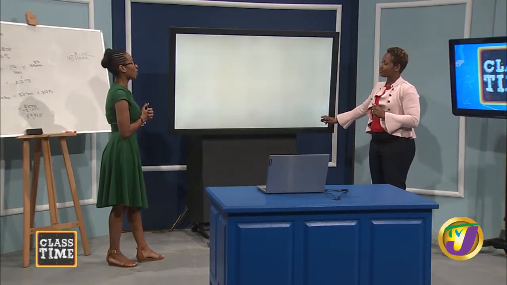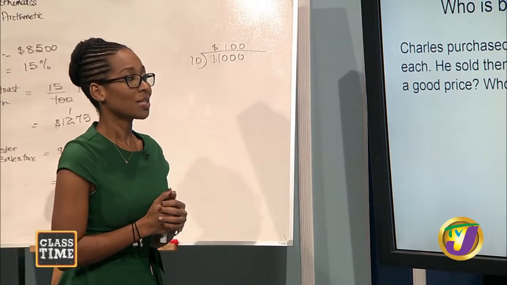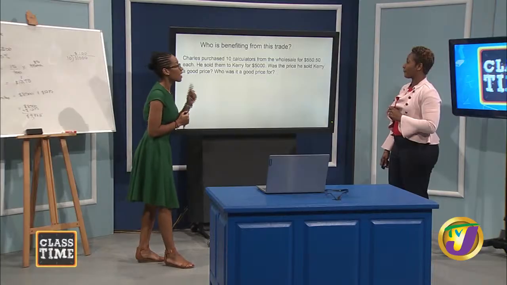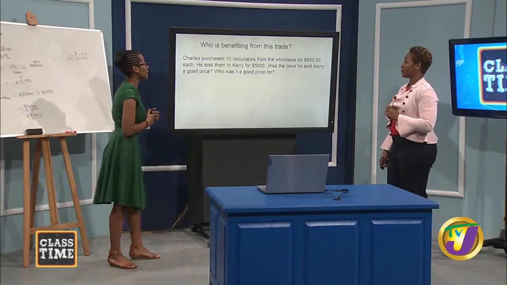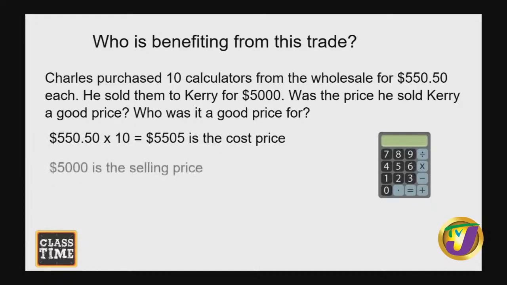So now we're taking a look at who is benefiting from this trade. Charles purchased 10 calculators from the wholesale for $550.50 each. He sold them to Kerry for $500 each. Kerry took all 10 of them for $5,000. So it was a good price for Kerry. Kerry has benefited. He purchased the calculators for $550.50.